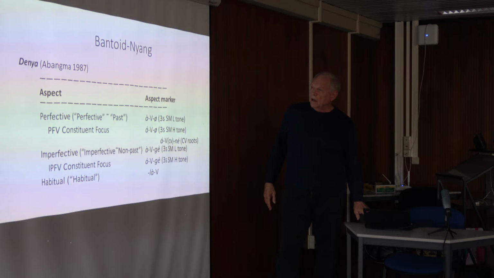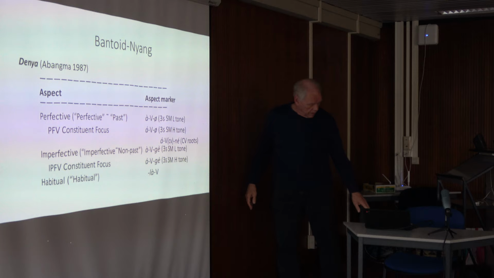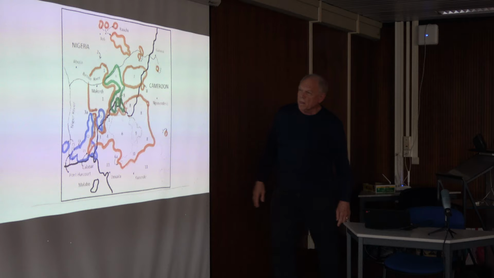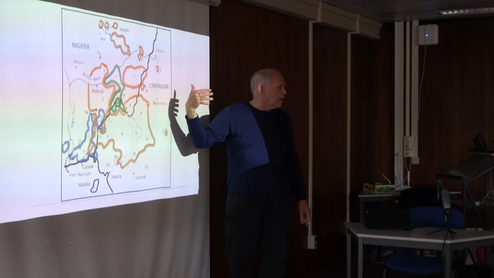Denya is basically a tense aspect system, an aspect prominent system, with variations in the perfective and then the imperfective and so forth. So it's fairly straightforward that the continuation of what we saw down in Jukanoid and the Cross River continues on in this western part of Bantoid. It's a continuation of the Niger-Congo inheritance. It comes from Proto-Niger-Congo, is what we would be saying.